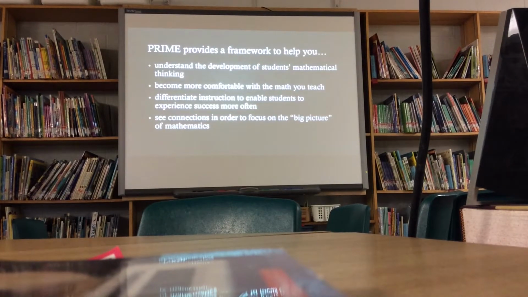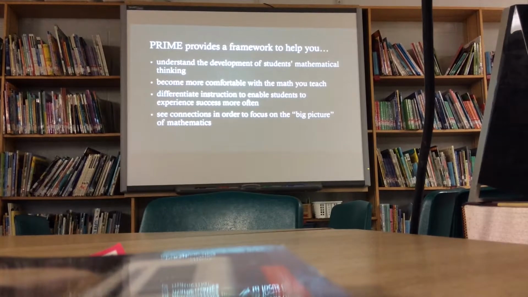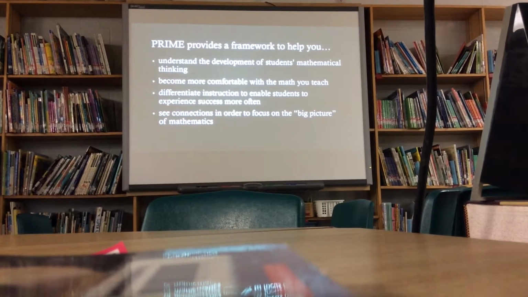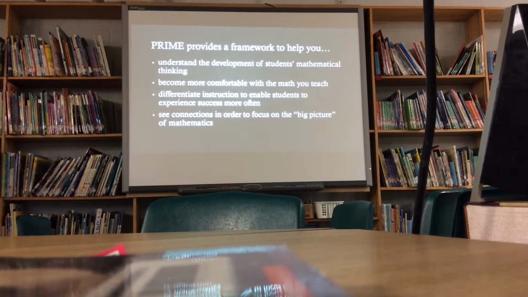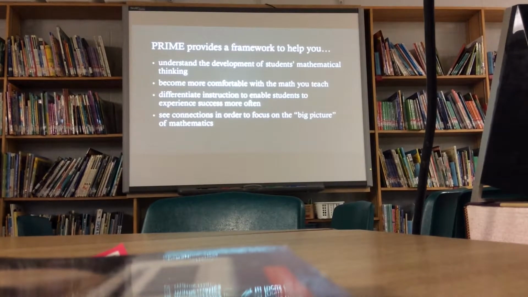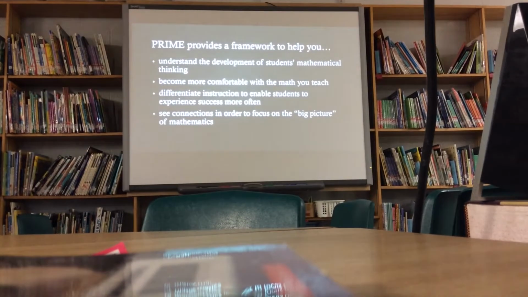That professional learning that you can access within there. It also helps you differentiate instruction so that students are able to be more successful more often, which is what we want. And it helps you to see connections so that you can focus on those big ideas without getting stuck in the mire of the details, is what Small says.